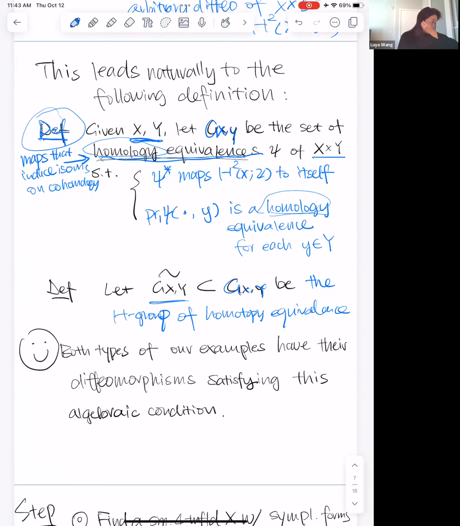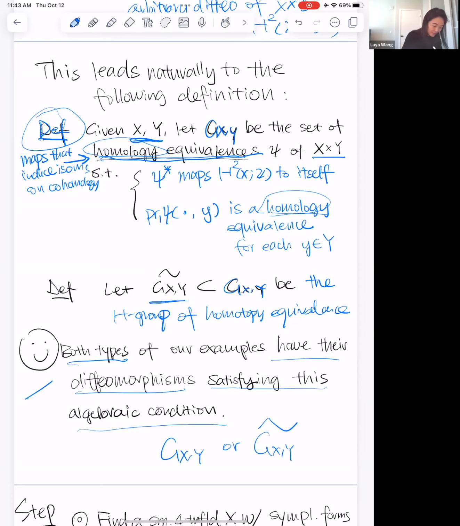Okay, so the good thing is that both types of our examples have their diffeomorphisms satisfying the above algebraic conditions, meaning that any diffeomorphism will lie in either GXY or G tilde XY. I mean, we need to prove this, but this is the nice feature of our examples.